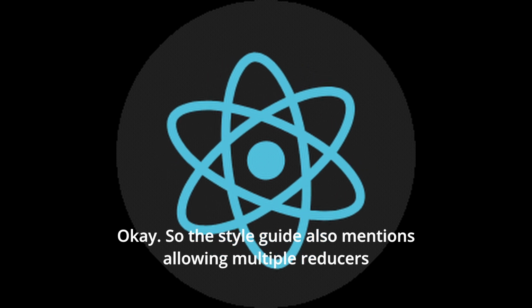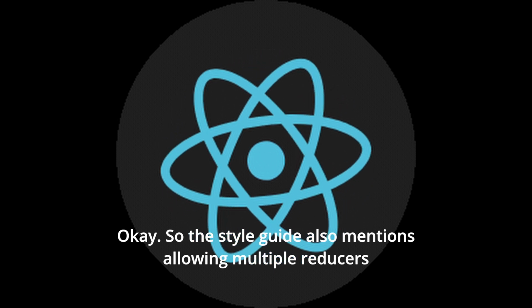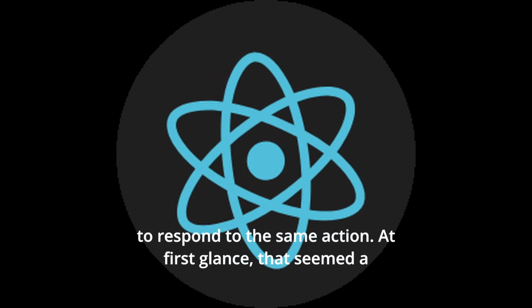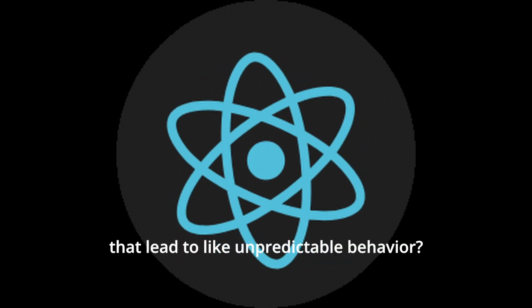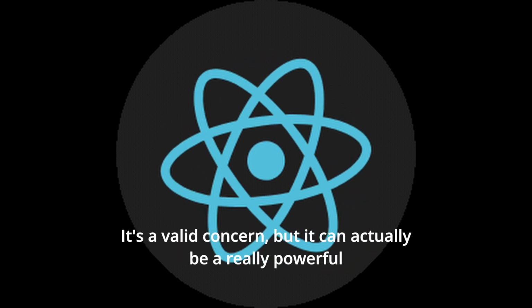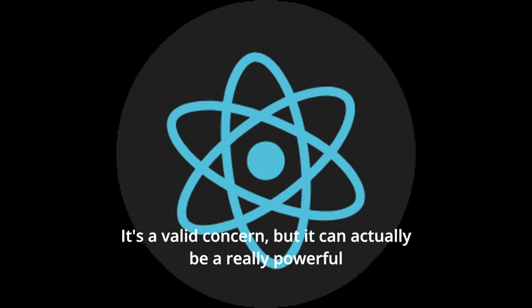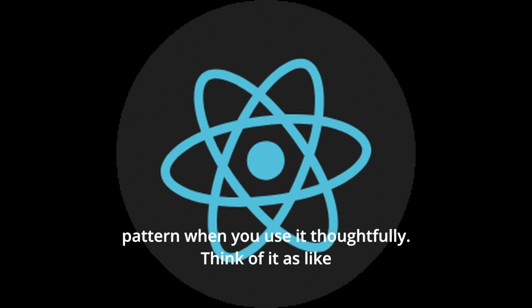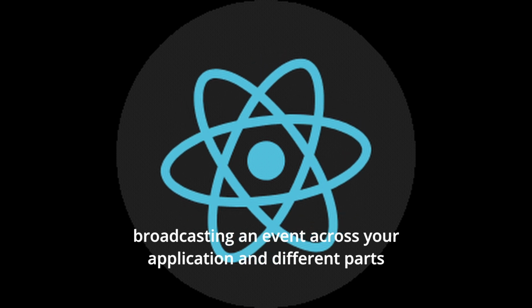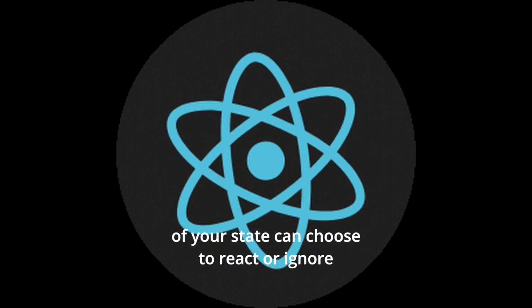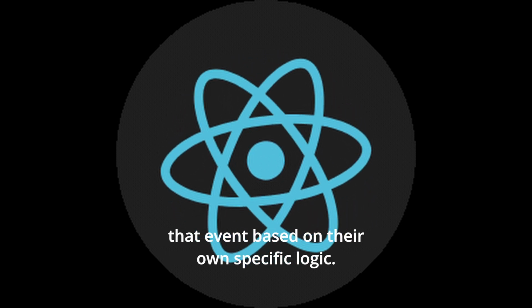Okay, so the style guide also mentions allowing multiple reducers to respond to the same action. At first glance, that seemed a little counterintuitive. Wouldn't that lead to unpredictable behavior? It's a valid concern, but it can actually be a really powerful pattern when you use it thoughtfully. Think of it as broadcasting an event across your application. And different parts of your state can choose to react or ignore that event based on their own specific logic.